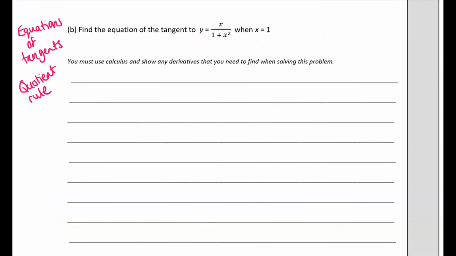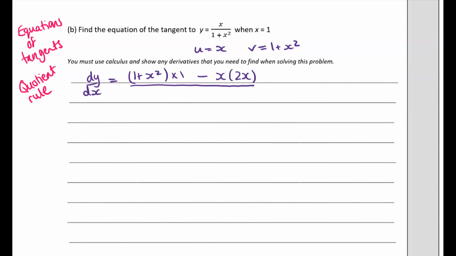For part B, we are going to find the equation of the tangent to y. For that, we need the gradient to be able to put it into the equation of a line. So using our quotient rule, u is x, v is 1 plus x squared, so dy by dx is equal to v du by dx, so that's 1 plus x squared times 1 minus u dv by dx all over v squared. You can tidy that up, but there is no need. We're going to go straight into working it out.